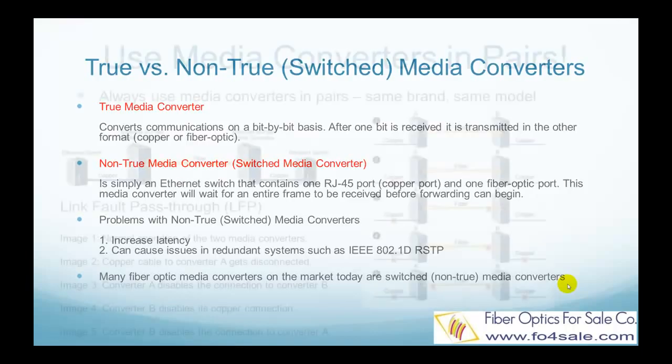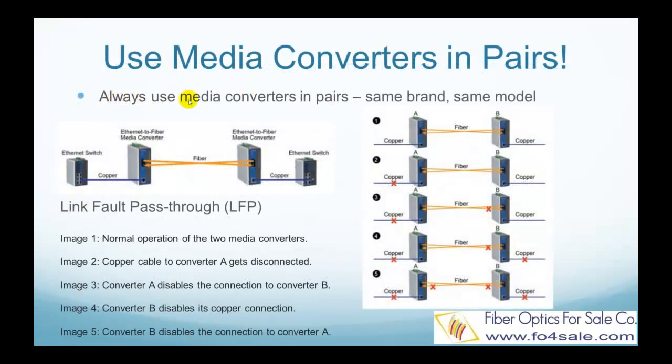One very important reminder: you should almost always use media converters in pairs from the same brand and the same model. Consider what happens if the copper cable connecting the switch on the left with the media converter gets unplugged unexpectedly. In this case, the switch on the right will have no idea what has happened, and even though the connection has been disconnected, the network will continue on its merry way, assuming that the connection is still viable. This is where link fault pass-through comes in.